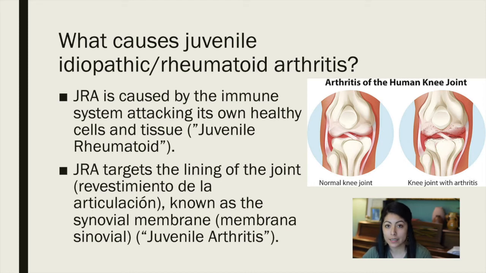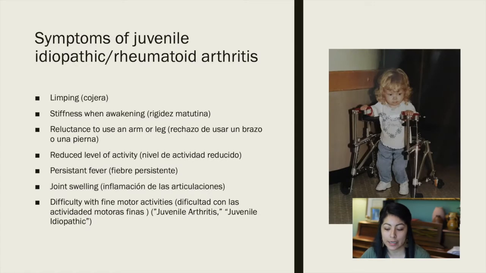In rare cases, such as psoriatic or enthesitis arthritis, a parent has the same form of arthritis already. Because the causes of JRA are unknown, no one knows how to prevent it as of yet. So what are some of the symptoms of JRA? We see limping, we see stiffness once a child is woken up from sleeping, from a nap.